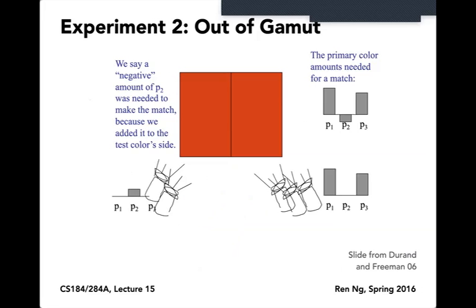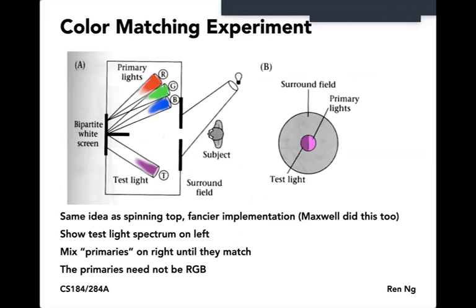So what I mean by 4 primary lights is that in this color matching experiment here, it's drawn with 3 primary lights, but 3 is not necessary. You don't have to put 3 there. You could put 4, you could put 5. That just means that you have 4 or 5 dials where you control the intensity of those light sources.